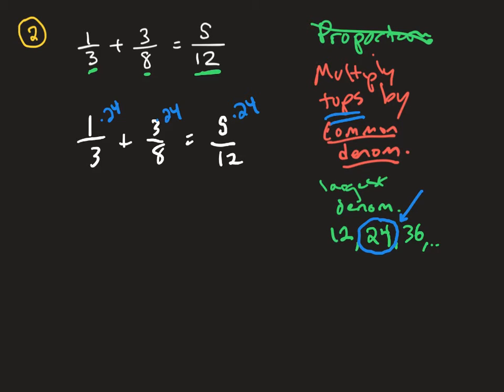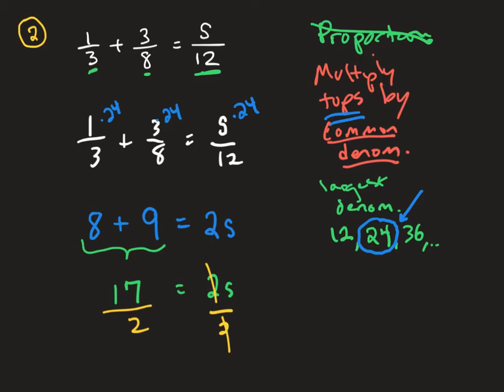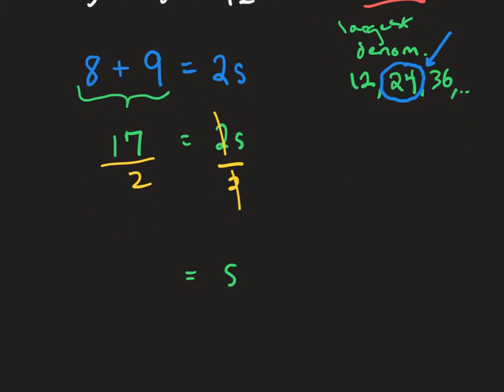You can go ahead and do that on your calculator. 1 times 24 divided by 3. That'll give you 8. 3 times 24 divided by 8. And then s times 24 divided by 12. So the 24 over 12, that's going to give you 2. And then you've still got the s there. And then just take it from there. On the left, 8 plus 9 is 17 equals 2s. Trying to get s by itself, divide by 2. And we end up with s equals 17 over 2.